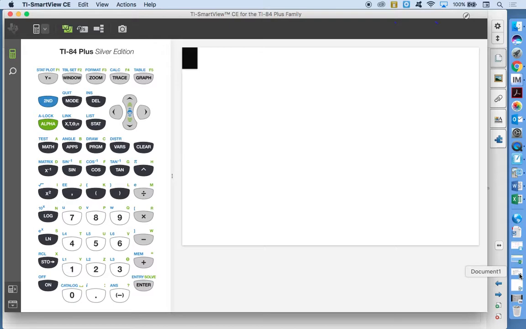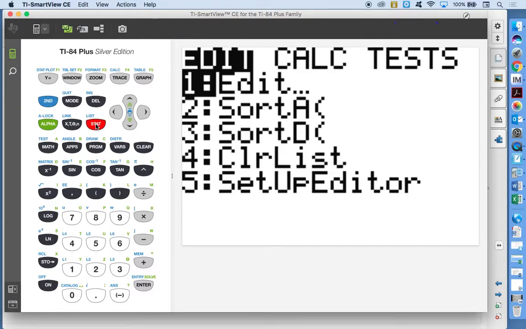So the first thing that we're going to do is we have to enter the data into the calculator so it can compute the information we needed to compute. To do that, you're hitting the Stat button, which is right here next to the arrows.